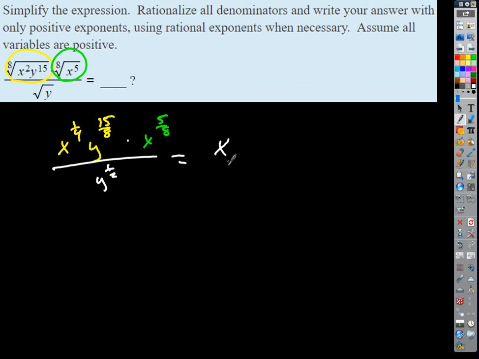So what about the x's? Then I get x to the 1/4 times x to the 5/8 is x to the 1/4 plus 5/8, right? Well, that's 2/8 plus 5/8. Oh, that's 7/8. That's why we learned how to do that. Okay, now I get y to the 15/8 divided by y to the 1/2. Well, when I divide like bases, I subtract, right? So 15/8 minus 4/8 is 11/8. There it is. Okay, here's our answer.